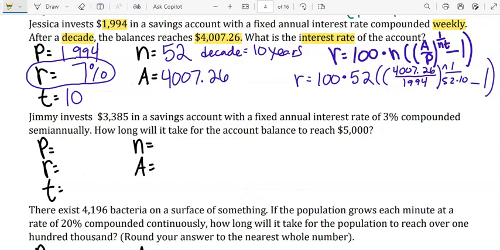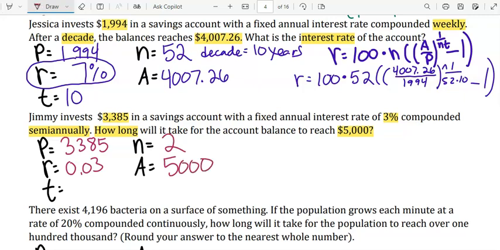Jimmy invests $3,385 into a savings account with a fixed annual interest rate of 3% compounded semi-annually. How long would it take for the account balance to reach $5,000? So we'll write our givens. 3% is 0.03. The time, we don't know what that is yet. Semi-annually is twice a year. And then it was to reach $5,000.